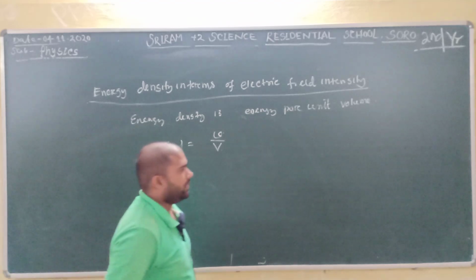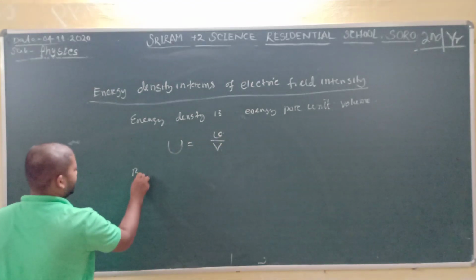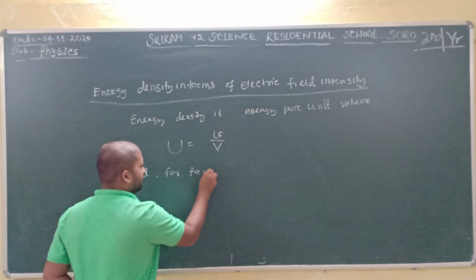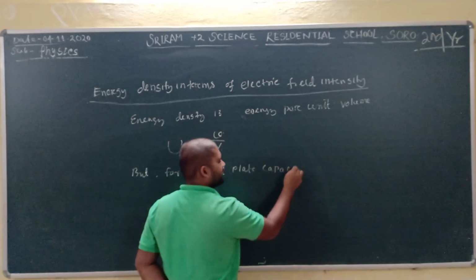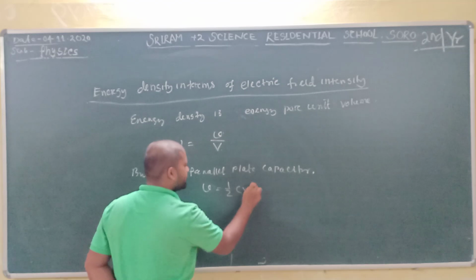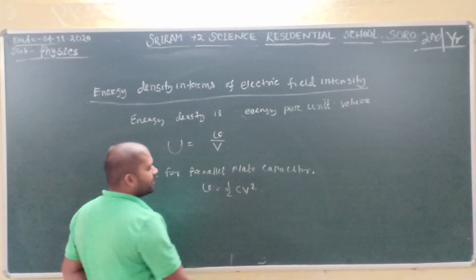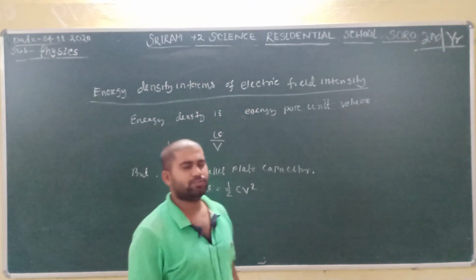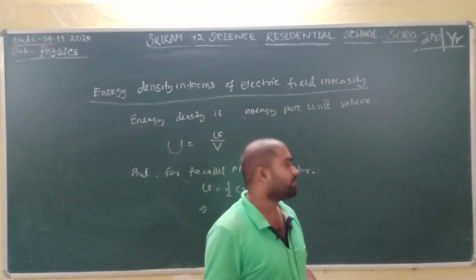Okay. For a parallel plate capacitor, what is the value of energy? For a parallel plate capacitor, energy U equals half CV square. So that implies we convert this in terms of electric field.